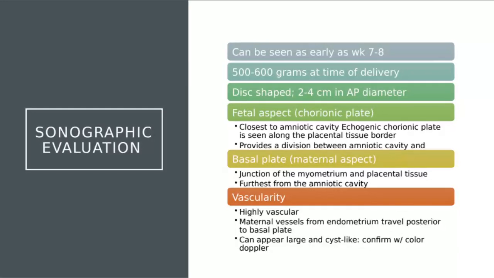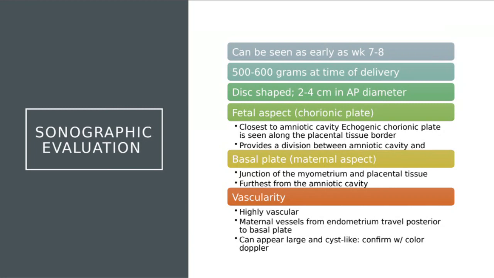So how do we evaluate the normal placenta? So we can see it uncommonly as early as 7 to 8 weeks. You are not definitively going to be able to say that that is a placenta on a first trimester ultrasound. Doesn't happen. So really even at 8 weeks, we could still see a yolk sac. So we're not going to be routinely evaluating the placenta that early.